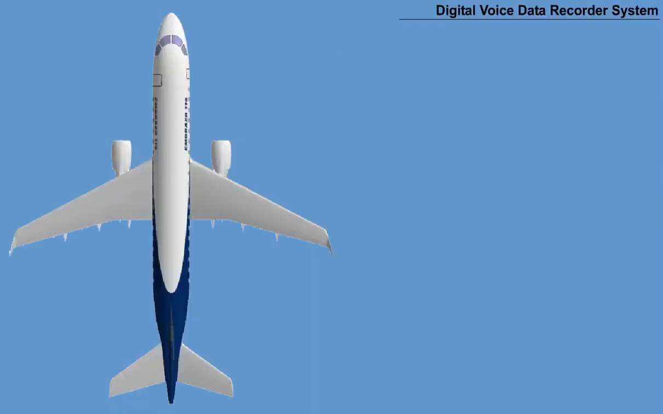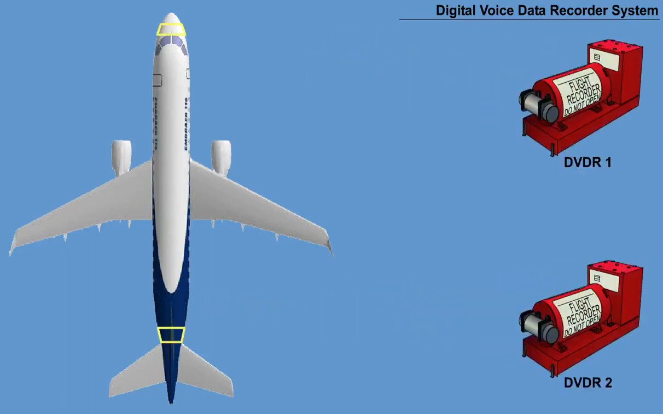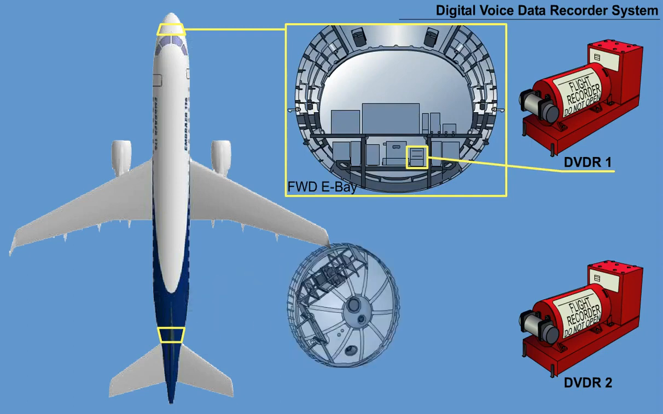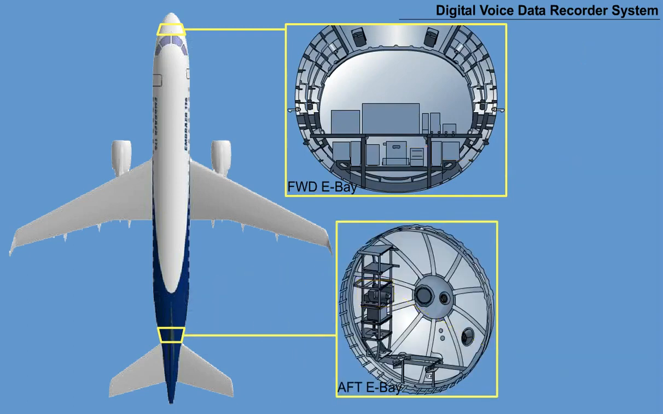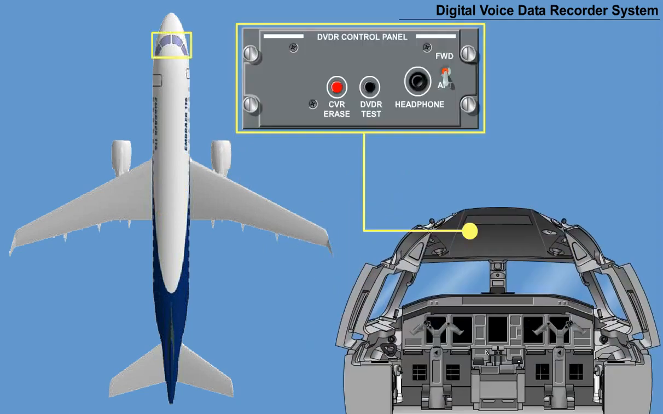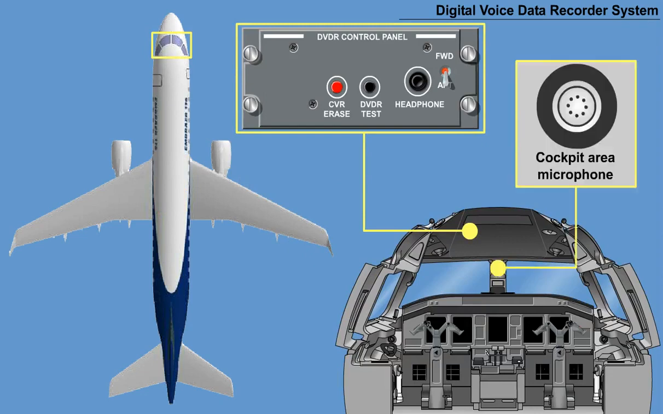The Digital Voice Data Recorder system has the following components. 2 identical Digital Voice Data Recorder units. DVD-R1 is installed in the forward E-bay. DVD-R2 is installed in the aft E-bay. 2 impact switches, one each mounted near its respective digital voice data recorder. 1 triaxial accelerometer installed on the wing stub. 1 DVD-R control panel located in the cockpit on the overhead panel. 1 cockpit area microphone mounted on the frame between both windshields.